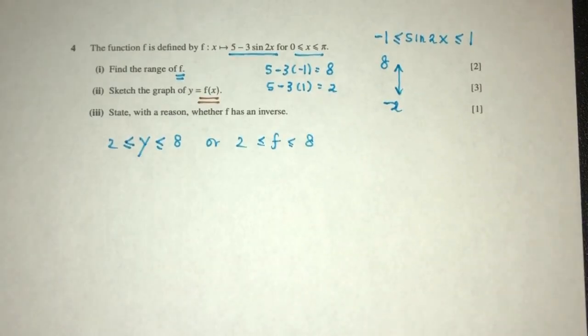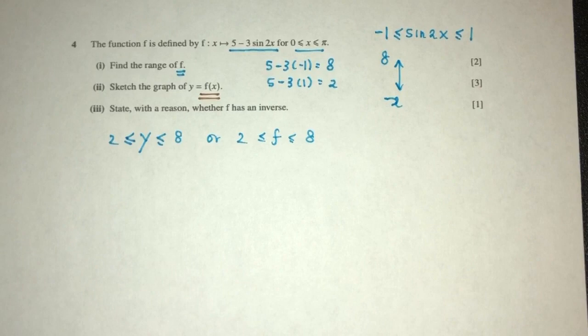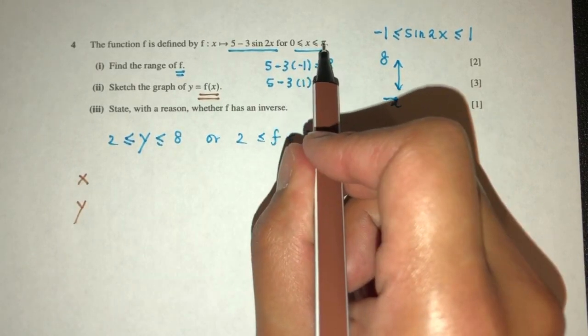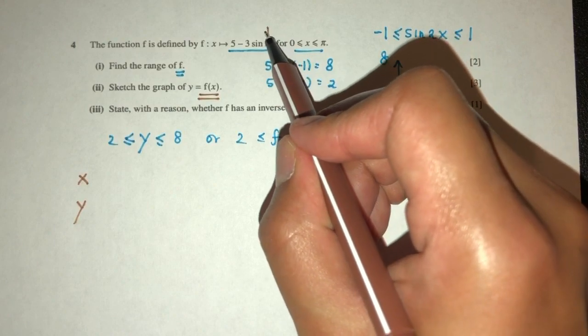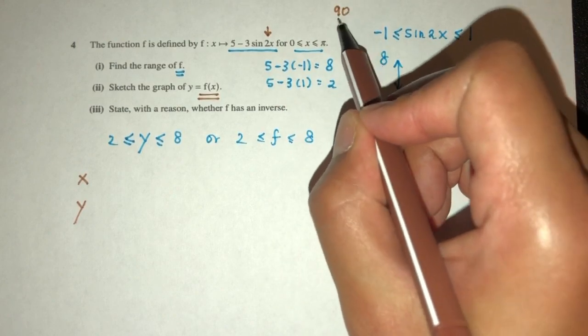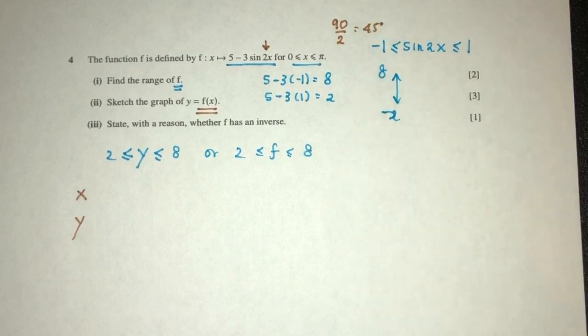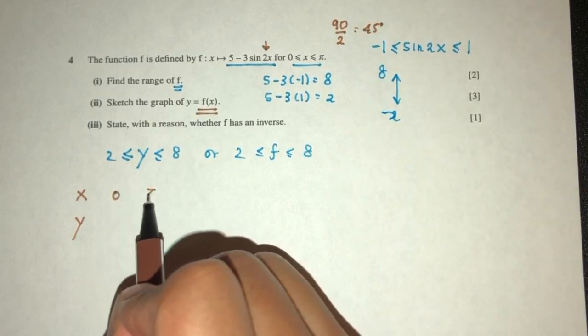So pretty easy. Sketch the curve, we have to obviously make a table of values. That is my x value, my y value. Here between this and this. Now because we have 2 here, we take 90 divided by 2, right? That will be 45 degrees, which is simply pi by 4. So I will choose interval of pi by 4 again.